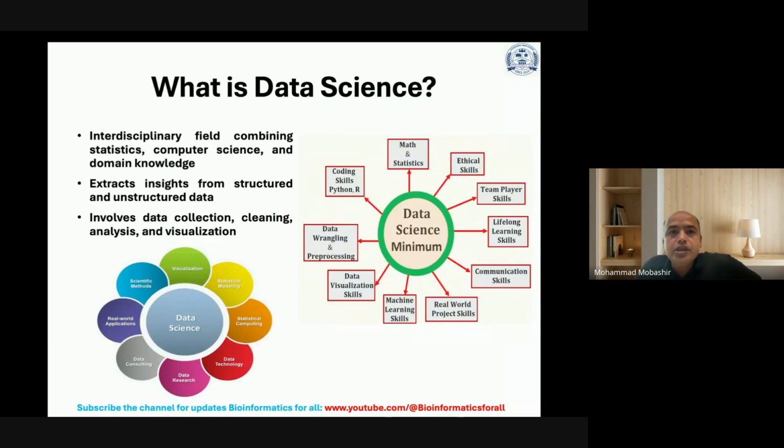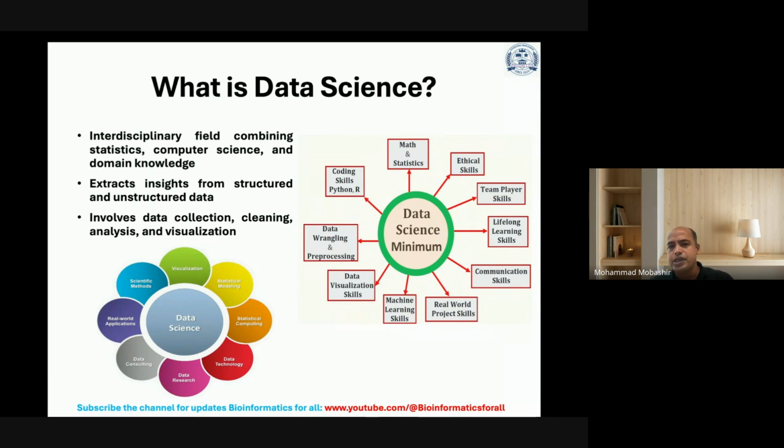So the first question is, what is data science? It is an interdisciplinary field combining statistics, computer science, and domain knowledge. It extracts insights from structured and unstructured data. It involves data collection, cleaning, analysis, and visualization.